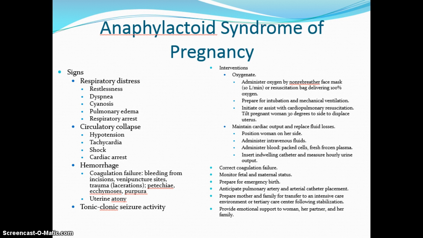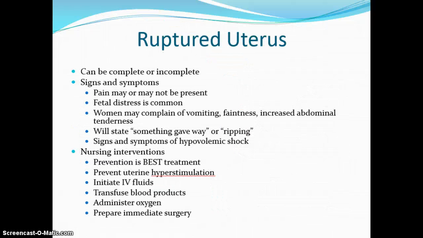Oftentimes, our maternal fetal success rates are really poor with the anaphylactoid syndrome of pregnancy. With a ruptured uterus, we see this occurring in multiparous women or women that have had prior C-sections. So you can have a complete or incomplete ruptured uterus. The signs and symptoms are listed out up here. Pain may or may not be present. We do see fetal distress as common because with a ruptured uterus we have decreased placental perfusion. Women complain of something giving way, something ripping. We see hyperstimulation or tachysystole, as you can see down here.